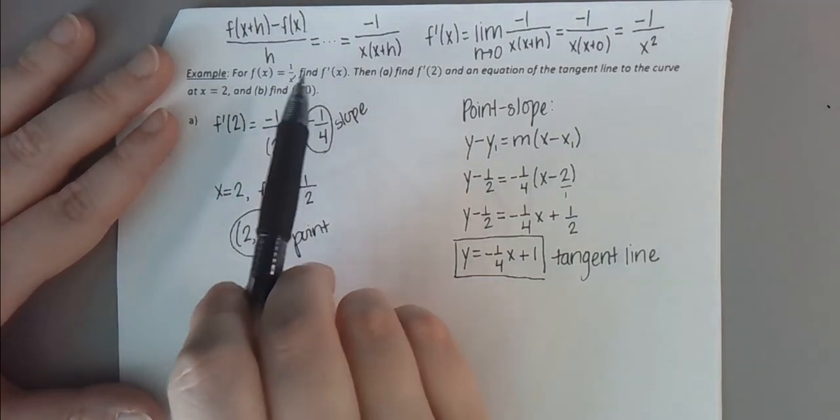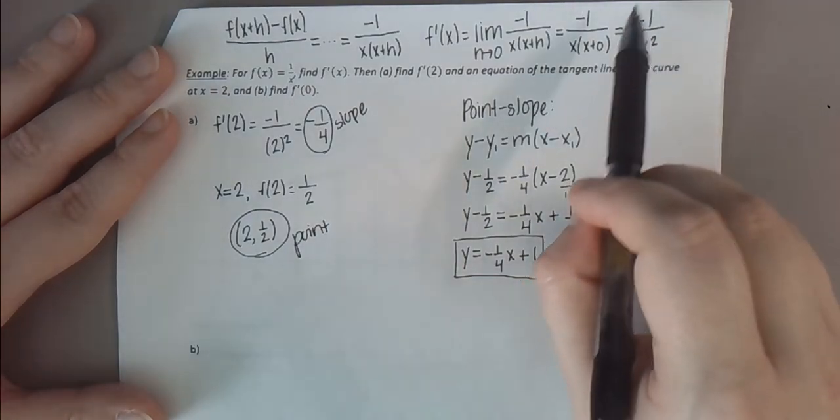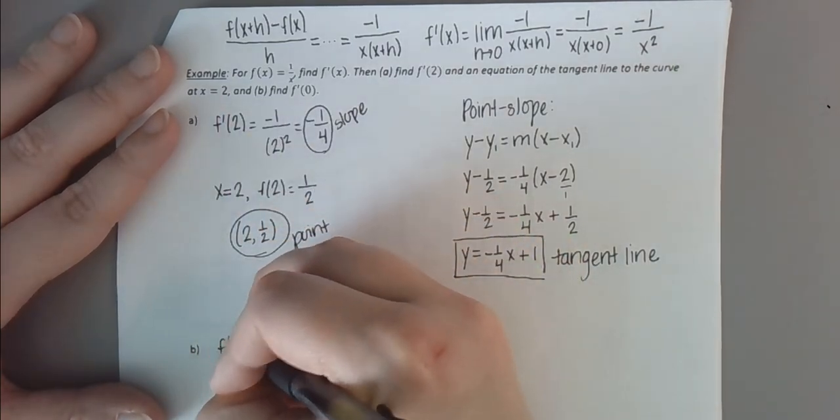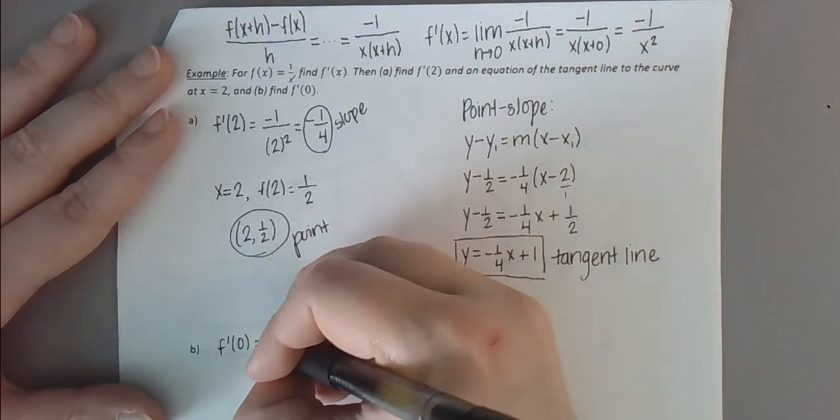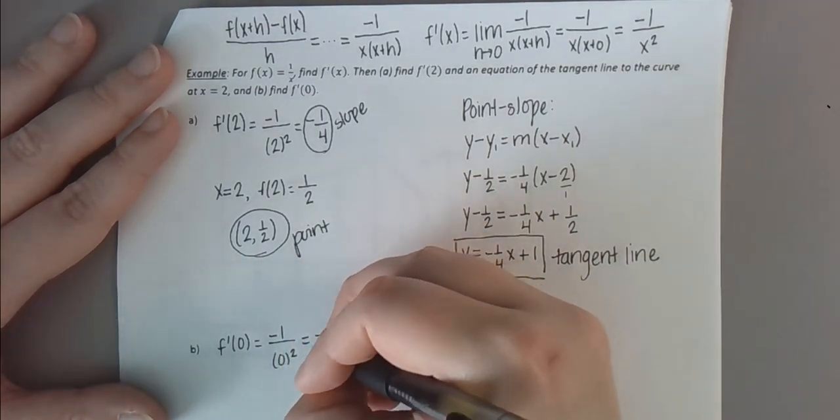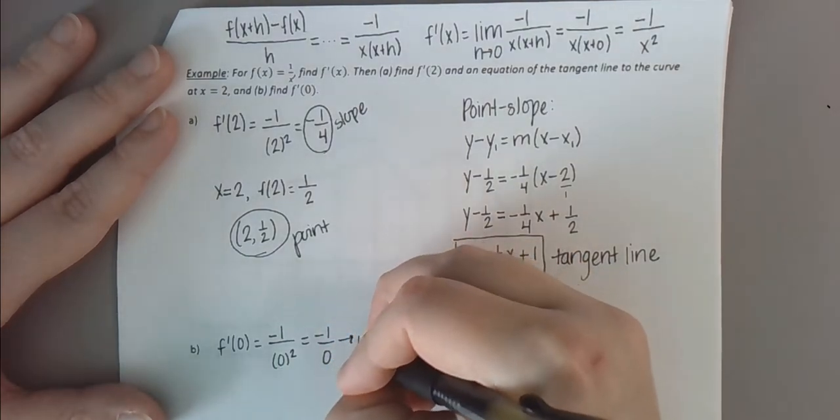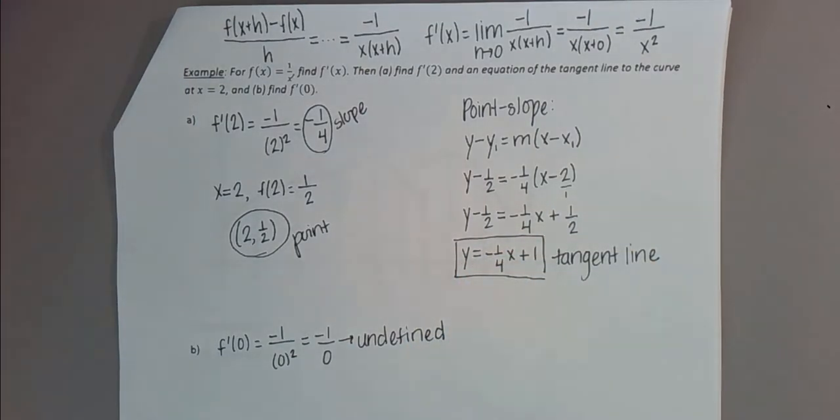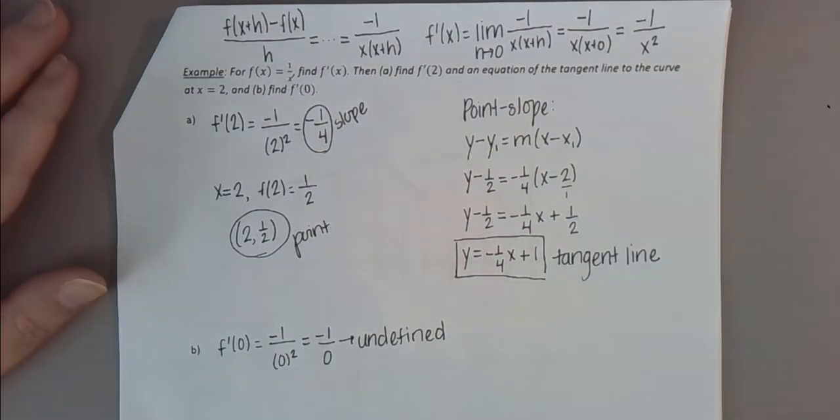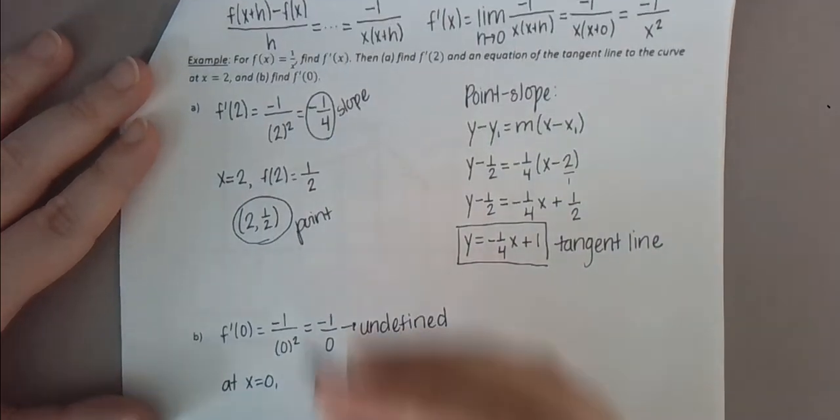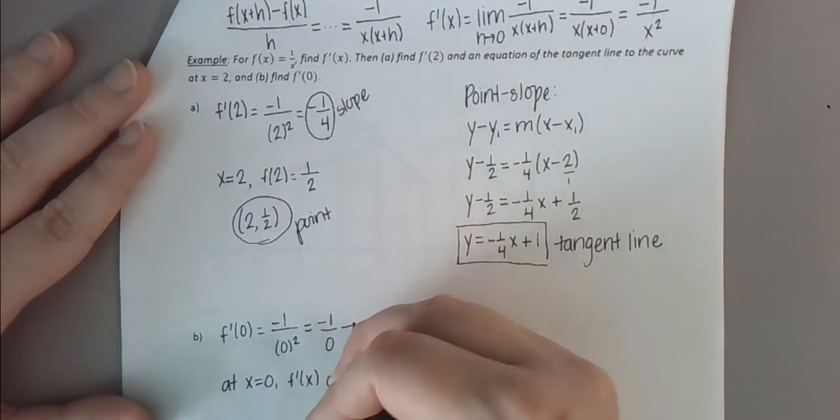Now we were also asked to find f prime of 0. Well, we already have the formula for the derivative, so now we're just subbing in an x value of 0. So f prime of 0 is going to take our formula for the derivative, and we're going to sub in 0 in place of x. So that's going to simplify to negative 1 over 0, which is undefined. We've run into an issue. That can happen. What that means is that at that particular location, our derivative is undefined. So we would say, based on this, at x equals 0, f prime of x does not exist.